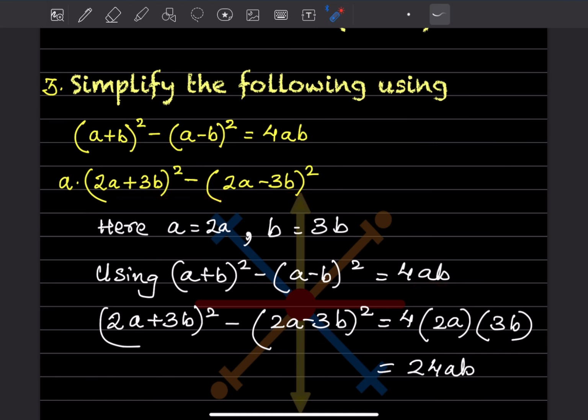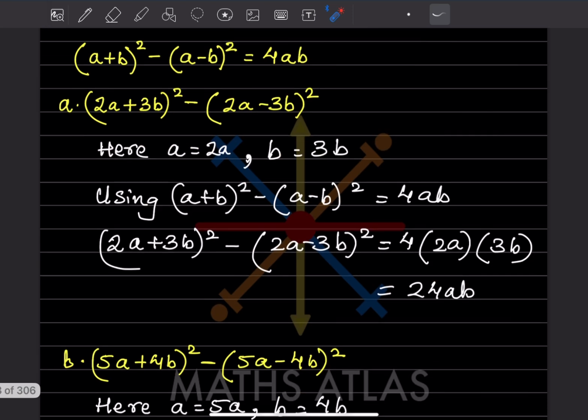Now we know what A is and what B is. So 4 into A, which we have taken as 2A, and B is 3B. From this one, we have considered A as 2A and B as 3B. So this is going to be 4 2s are 8, 8 3s are 24, and this will be AB. Here this is all multiplication. So the answer is 24AB.